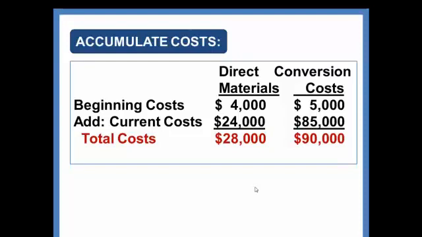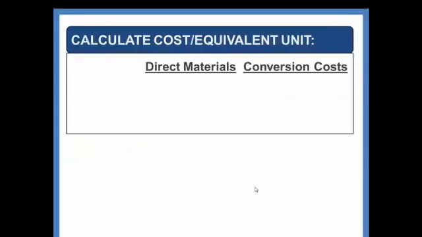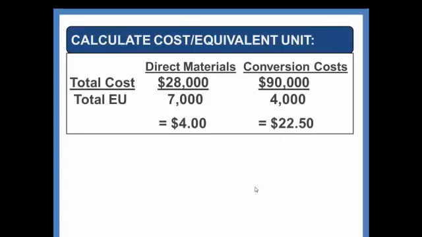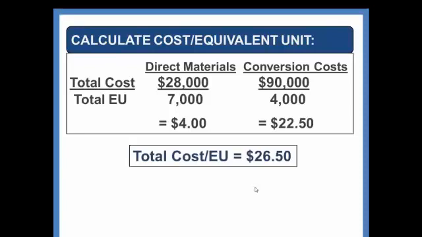We'll take these numbers as our numerator for total cost, and we'll divide by equivalent units, which we calculated initially to be 7,000 for materials and 4,000 for conversion costs. So for materials, each unit should be assigned $4, and for conversion costs, $22.50. That means a finished unit for this production run costs $26.50.